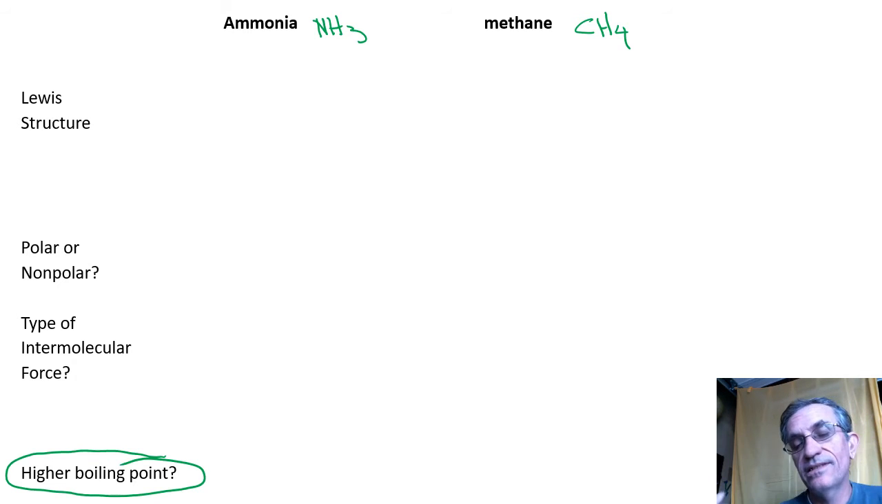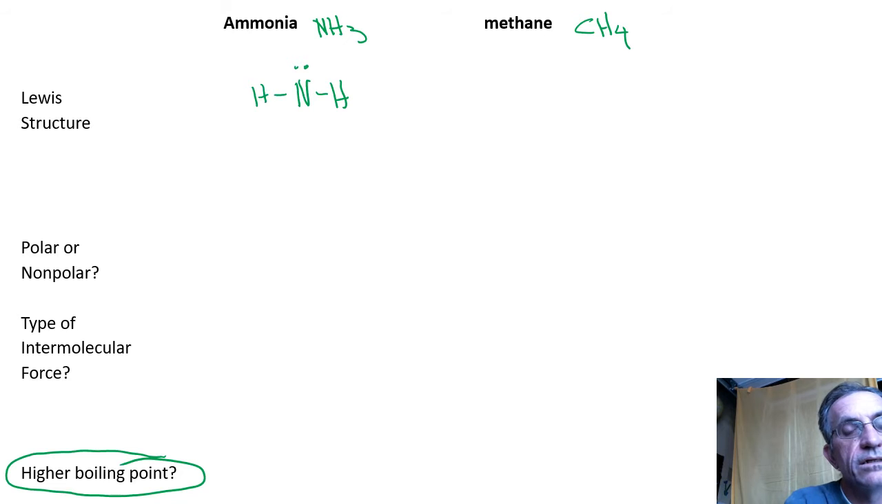Polar guys do dipole-dipole, nonpolar guys do dispersion, and so on. So how do you figure out if a molecule is polar? Well, you have to draw out the Lewis structure. In the interest of time, let me just put them up. This is the Lewis structure for ammonia. You've actually done it before in some previous videos. All right, and methane, this is its Lewis structure.